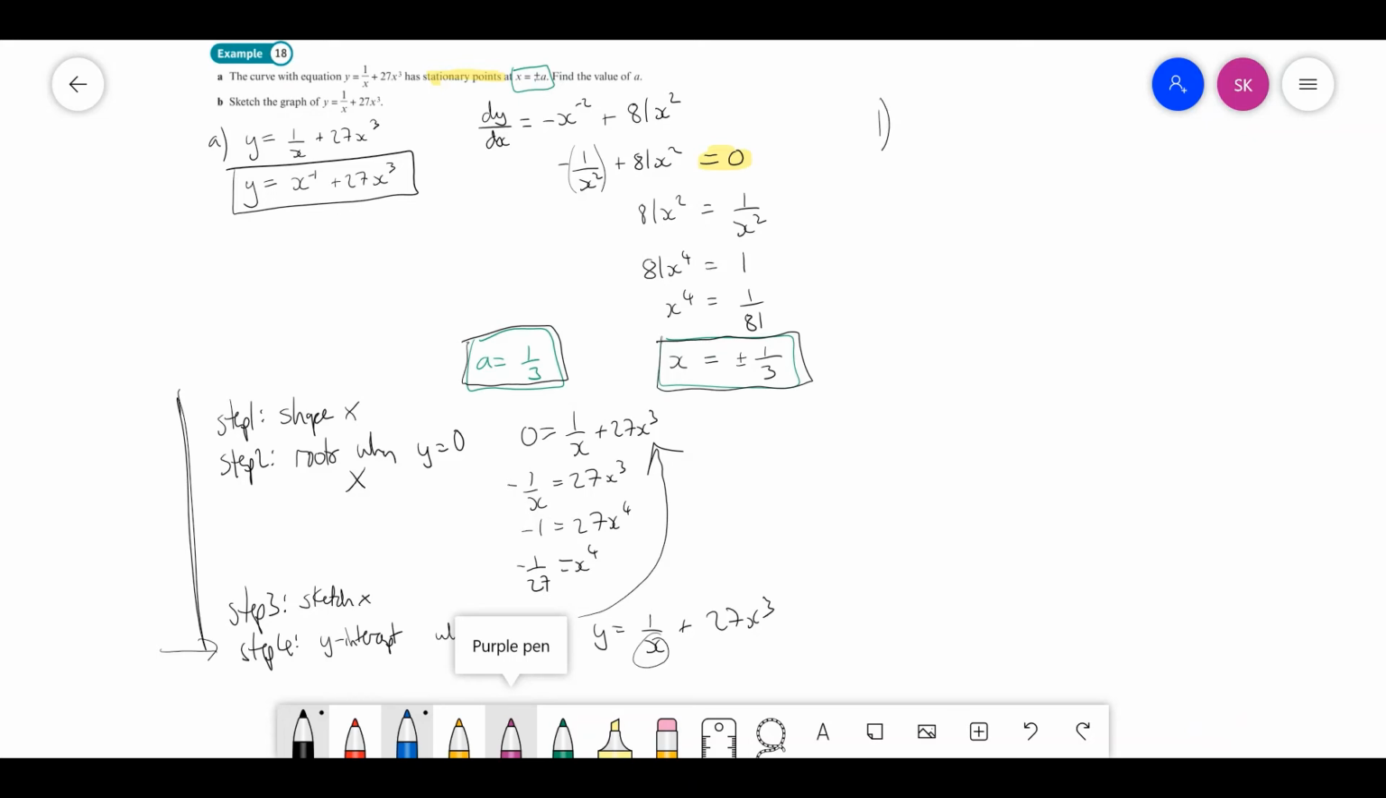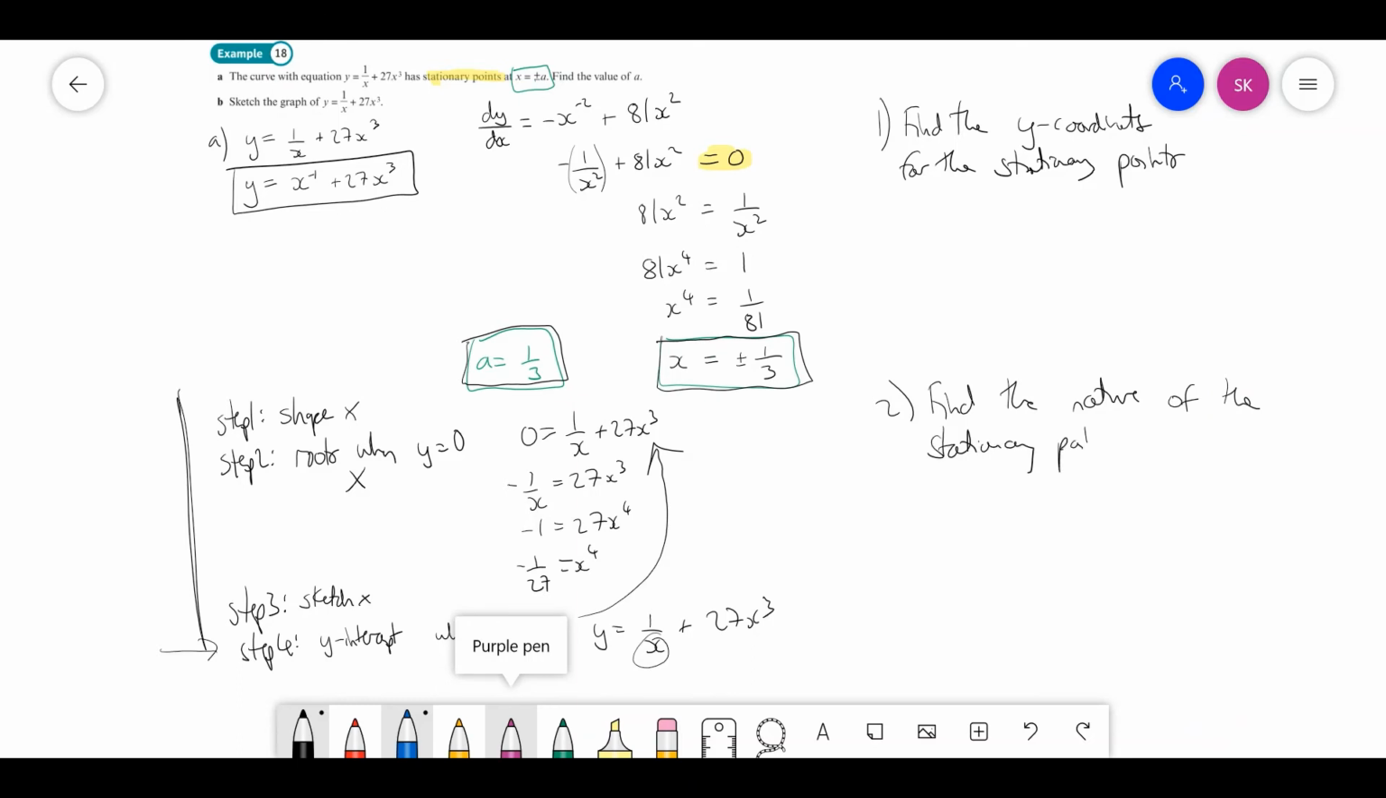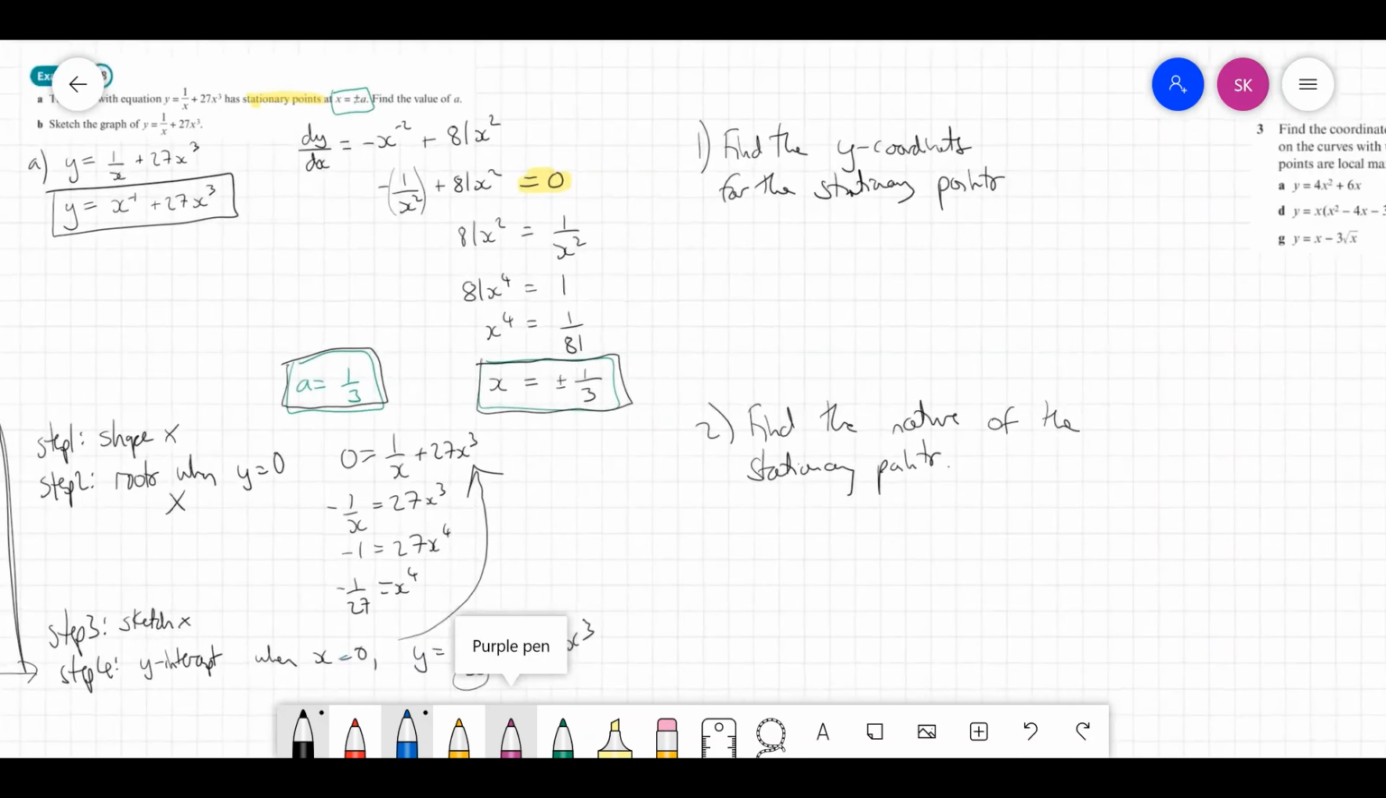First, find the y coordinates for the stationary points. Then find the nature of the stationary points. From there, we also can use step 4 that we did earlier, which showed us that there was no y-intercept. Maybe, hopefully, at that point, we'll be able to sketch this graph. So let's have a go.